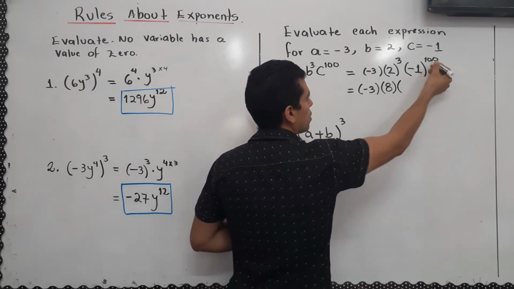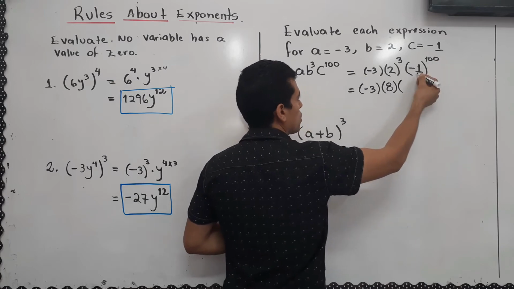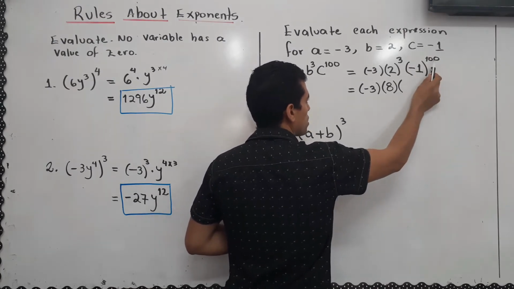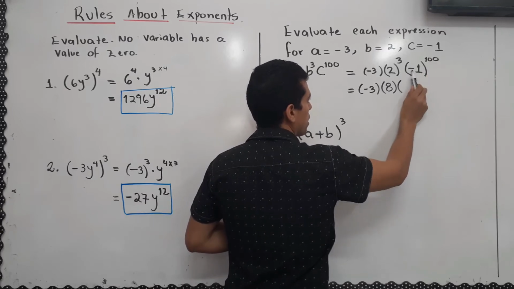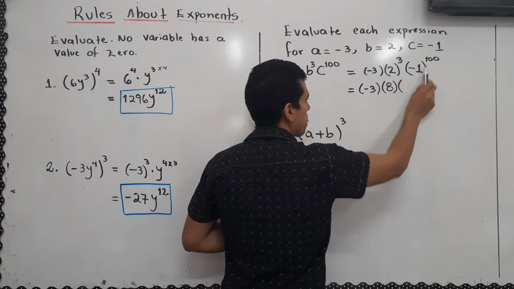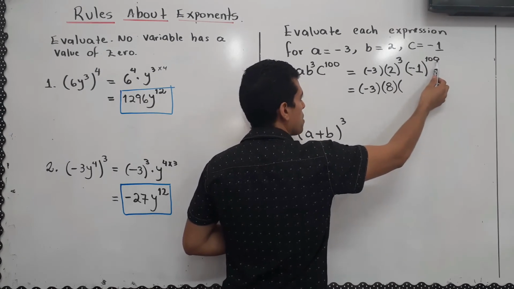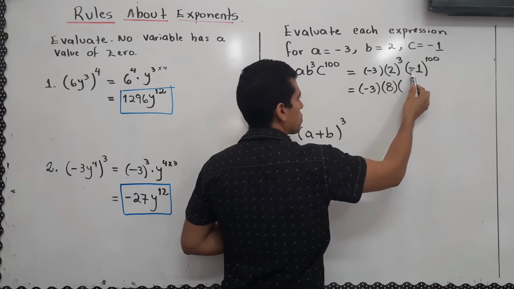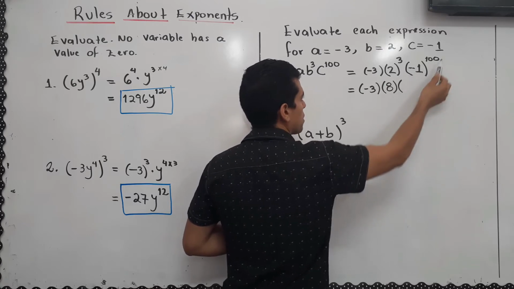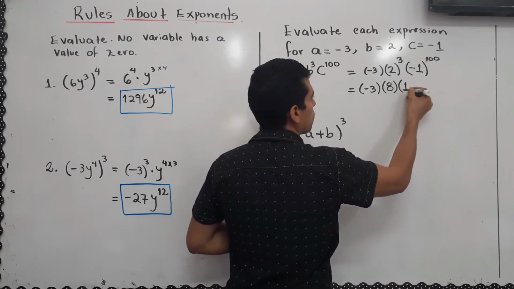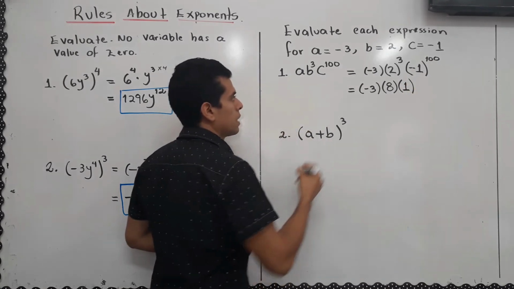And negative 1 to the 100th. You don't need to compute this all the way to 100. What you're going to pay attention to is the exponent. If it is even, and here you have a negative, it's going to be positive. If the exponent is an odd number, the answer is always going to be negative. So in this case, 100 is even, so this answer is going to be positive 1.